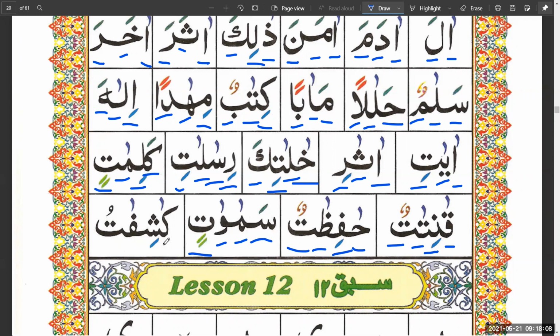And last one, we have kaf standing fatha ka, shin kasra shi, fa standing fatha fa, and ta dhamma tu. Kashifatu.